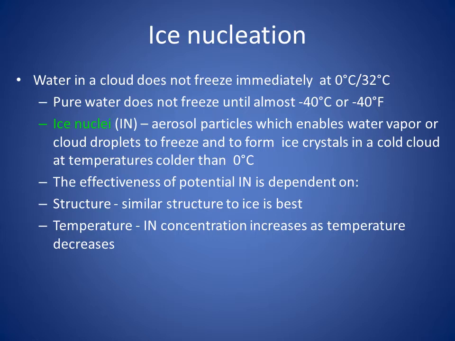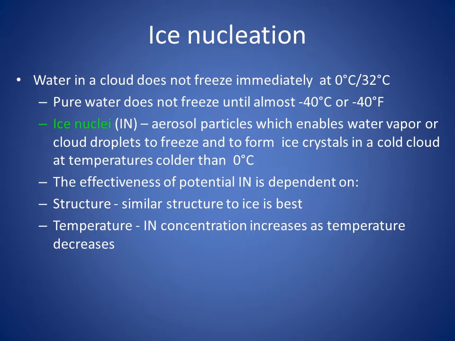So how are ice crystals or snowflakes formed? Of course, the temperature needs to be below 0 degrees Celsius or 32 degrees Fahrenheit. However, water in a cloud does not automatically freeze at these temperatures. In fact, pure water does not freeze until the temperature approaches -40 degrees Celsius, which is also -40 degrees Fahrenheit. Ice crystals need ice nuclei to form in a mixed phase cloud.